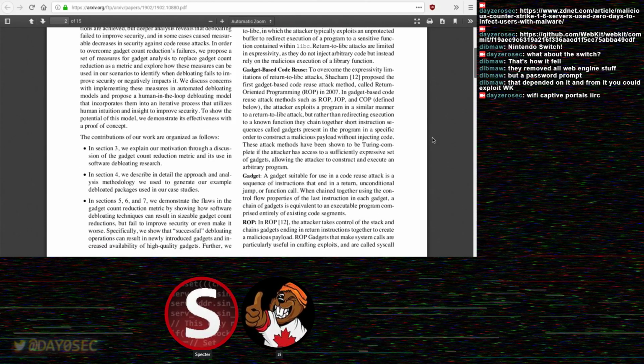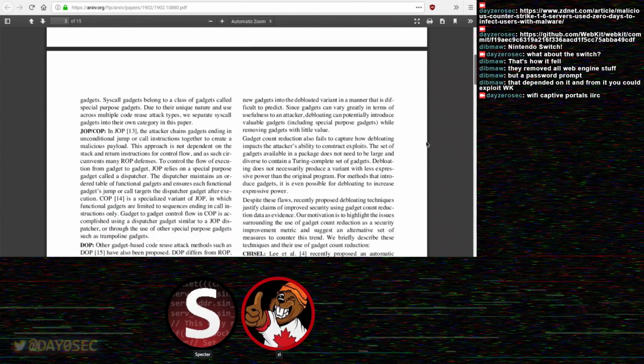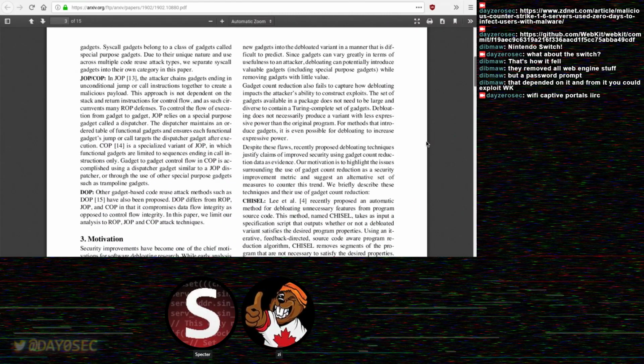So I saw the overall premise of the paper was basically that software debloating doesn't really help in regards to return oriented programming attacks. They looked at ROP, JOP, and COP, not just ROP, so that's definitely to their benefit. What I found interesting was that in some cases, albeit a minority, they found that debloating the software resulted in more gadgets that could be used rather than fewer.